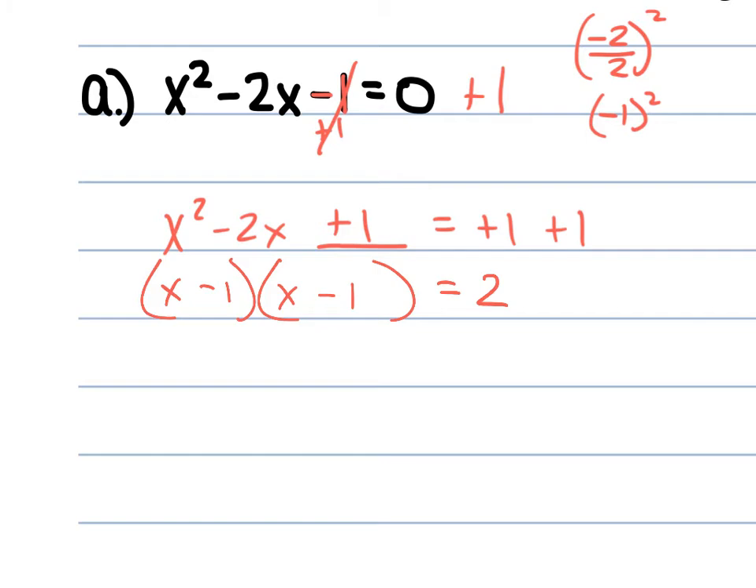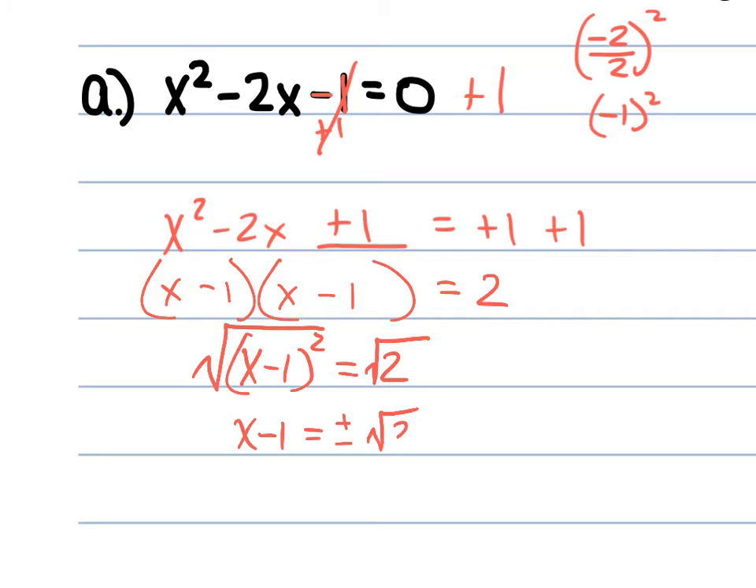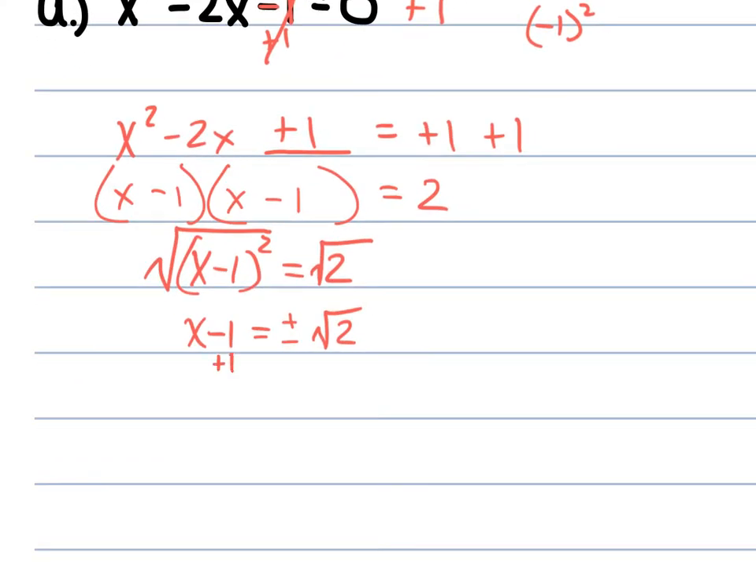Now I'm going to do x minus 1, squared. Then you square root both sides. So then it's x minus 1 equals plus or minus square root of 2. And then we add 1, right? We're trying to get x by itself. So we get x is equal to 1 plus or minus square root of 2. Beautiful.